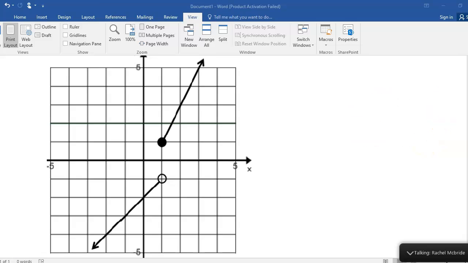All right, so the top graph is simply you giving me the equation.